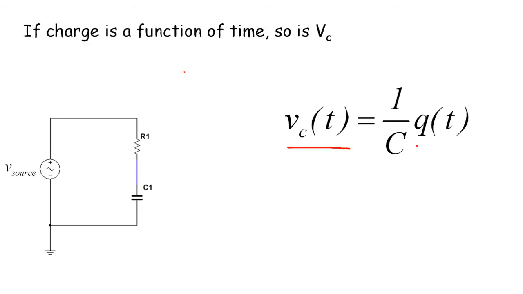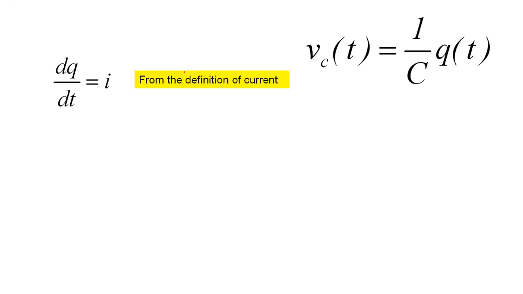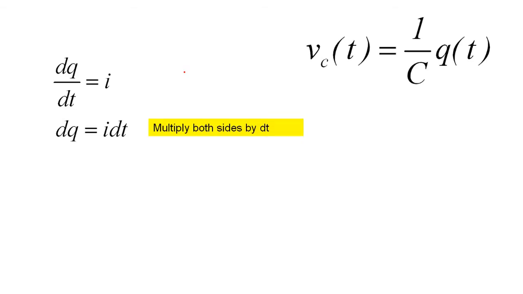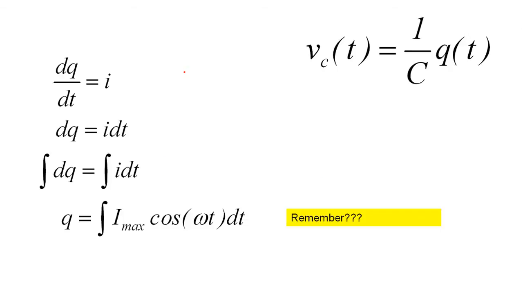If I know what the charge is as a function of time, I know what the voltage is as a function of time on that capacitor. I just have to divide the charge by C at any instant. But now I have to figure out what charge is as a function of current. The definition of current is the change in charge with time. You knew that from 161. We can multiply both sides by dt and integrate both sides.